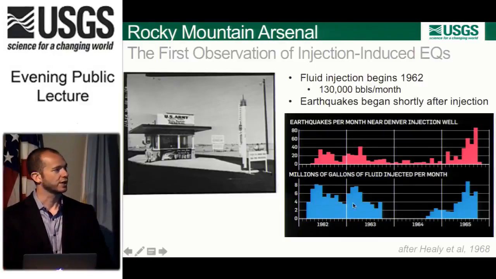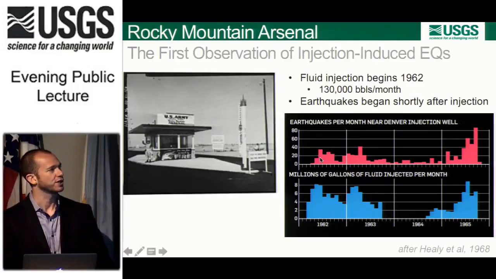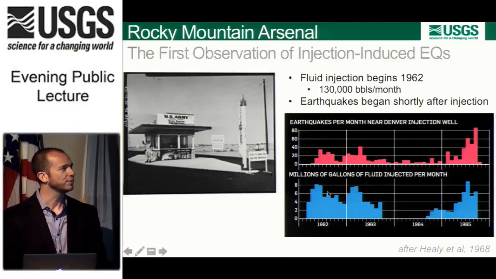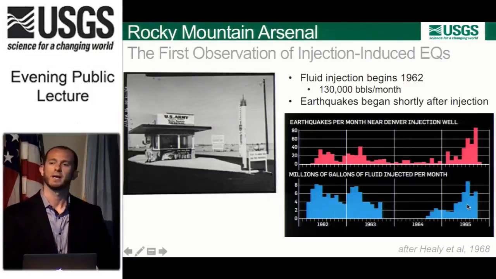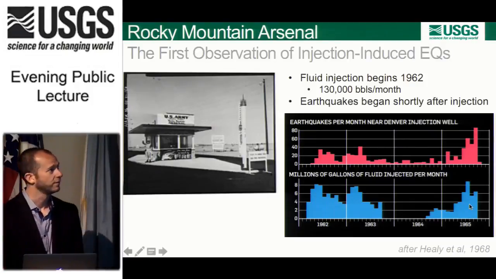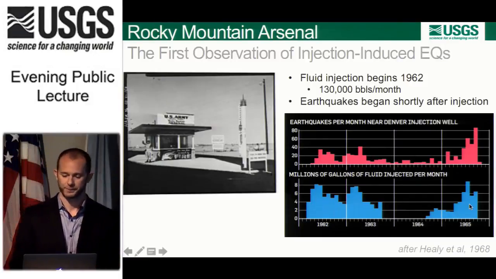So here we can see a count of the millions of gallons of fluid injected per month over the course of 1962 to 1965. And up here we're looking at the earthquake rate. And you can see earthquakes start up just a month or two after injection started. And the amount of earthquakes correlates reasonably well to the amount of fluid that's injected. They turned off injection for almost a year in '63 and '64, and you can see the earthquake rate dropped. Then they turned the well back on, and the earthquake rate went back up. And they abandoned the well in late 1965 because they realized what was actually occurring.